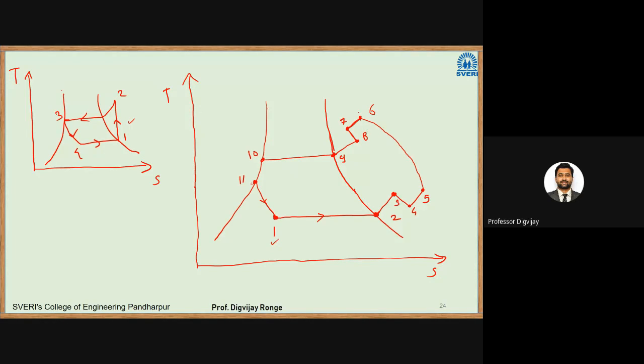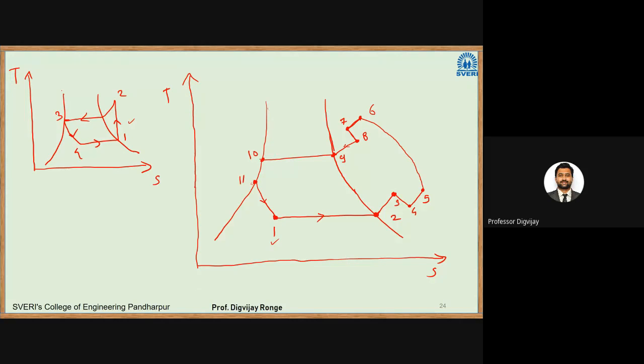5 to 6 is the compression, but it is not isentropic, and nor is it polytropic. Again, 6 to 7 is a reduction in temperature at constant pressure. 7 to 8 is a reduction in pressure. Then 8 is the exit of the compressor and entry to the condenser. 8 to 9, the cooling will take place.